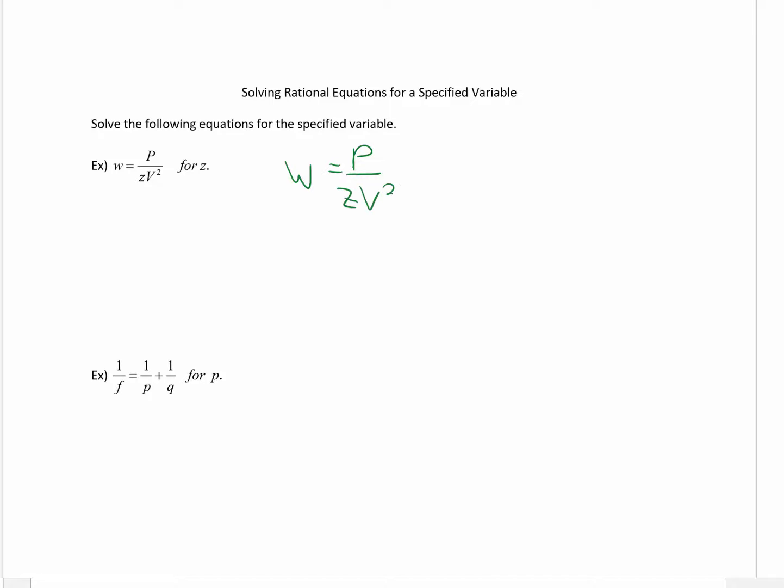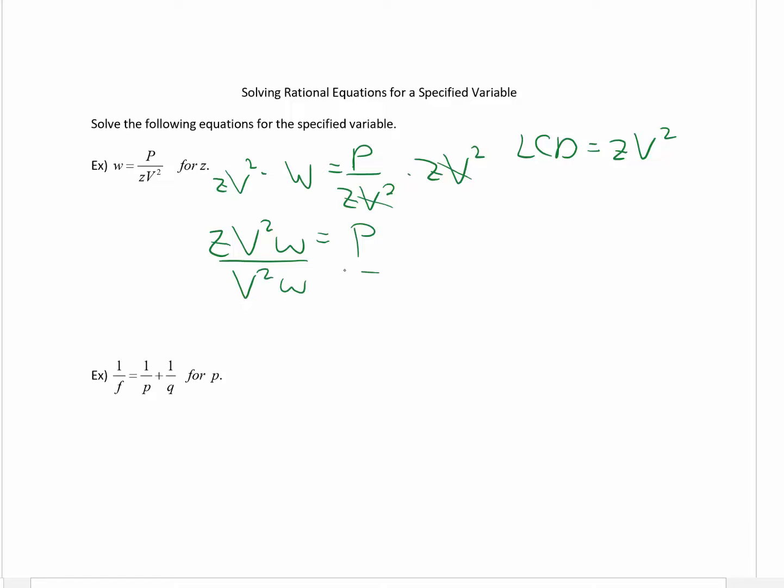I'm going to multiply both sides by the LCD, which in this case is ZV squared. On the left-hand side, just multiply everything together. On the right-hand side, the ZV squareds divide out, leaving P. Divide both sides by V squared W. And we've solved the equation for Z.